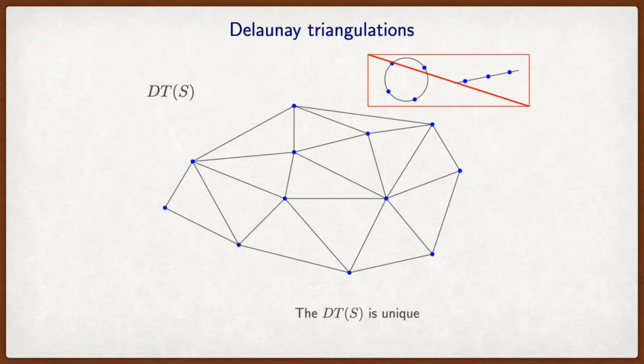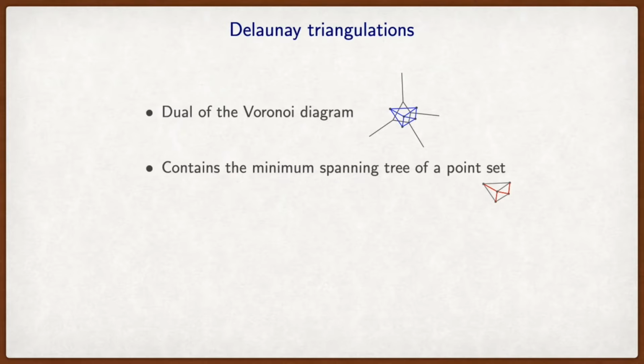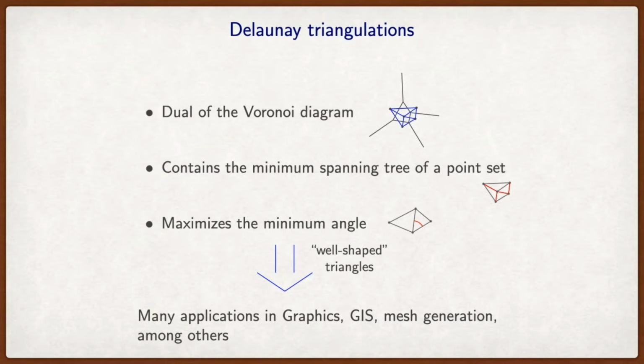The Delaunay triangulation has been quite studied because of its wonderful properties. The first one is that it's the dual of the Voronoi diagram, it also contains the Euclidean minimum spanning tree of the point set, and it maximizes the minimum angle of all possible triangulations, among others. The latter in particular is one of the most important properties because of its many applications in graphics, geographic information systems, mesh generation, and more.